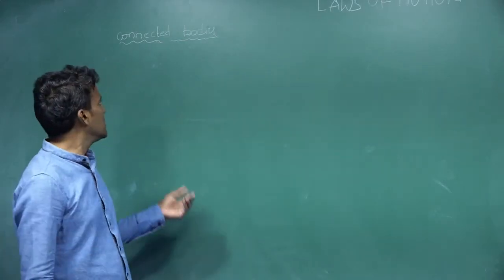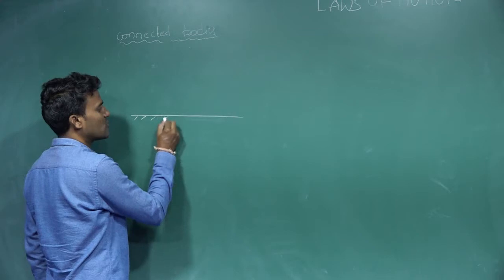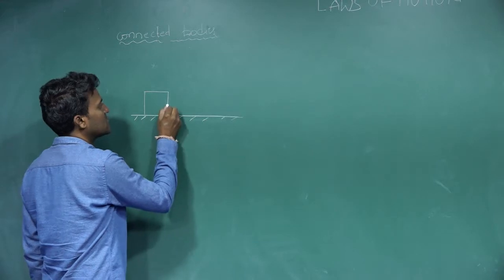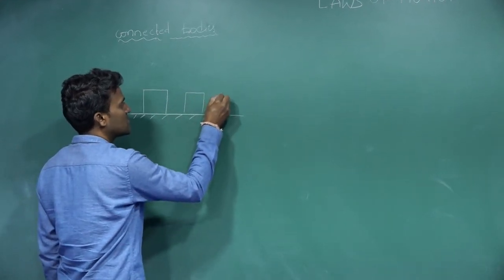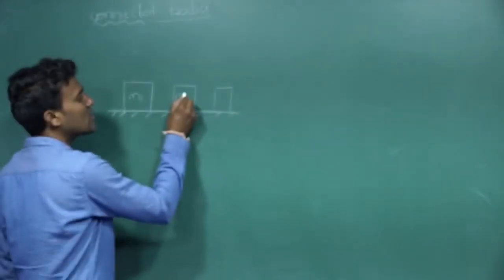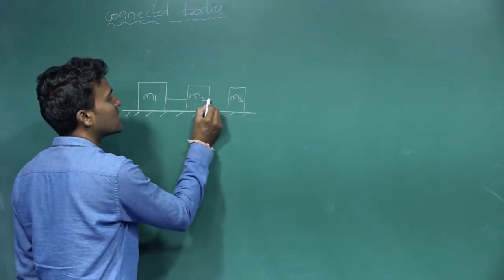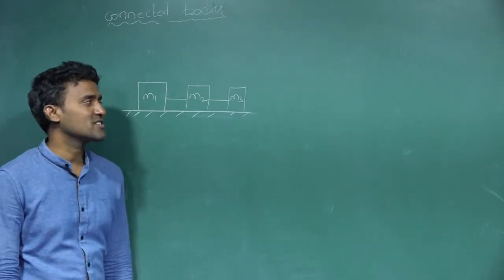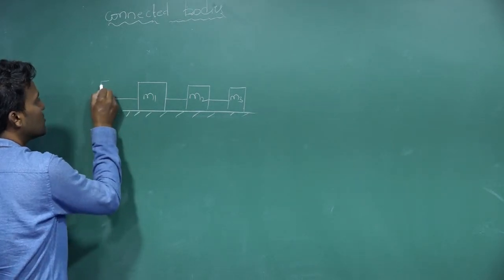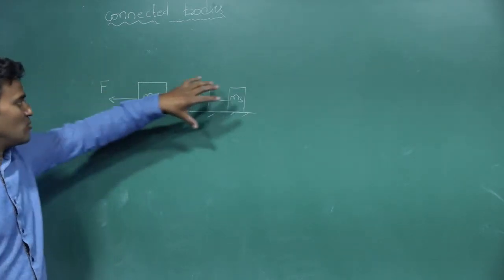Connecting bodies. In this one, on a horizontal surface, blocks are arranged like this. Now, the mass of the first block is M1, the mass of the second block is M2, the mass of the third block is M3. These three blocks are connected by two strings. And the force acting on the first block is F. When they are pulled like this, the three blocks are moving.